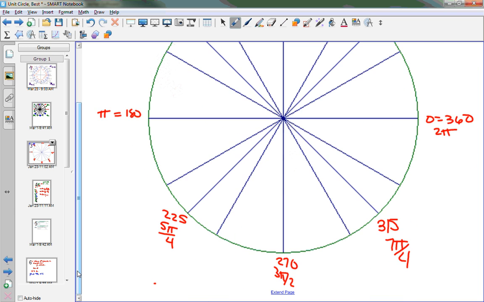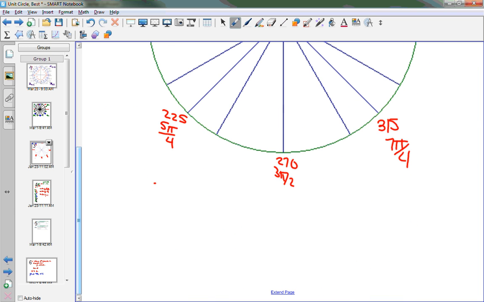Yeah. In quadrant 3, what do we know? That they're both negative. So do I have a denominator of 4 down there? Yes. So therefore, what's my sine and cosine? Negative square root of 2 over 2, negative square root of 2 over 2. So these go right with the 45.